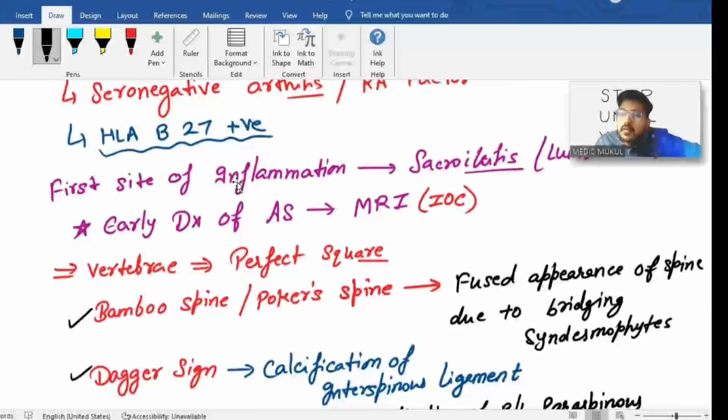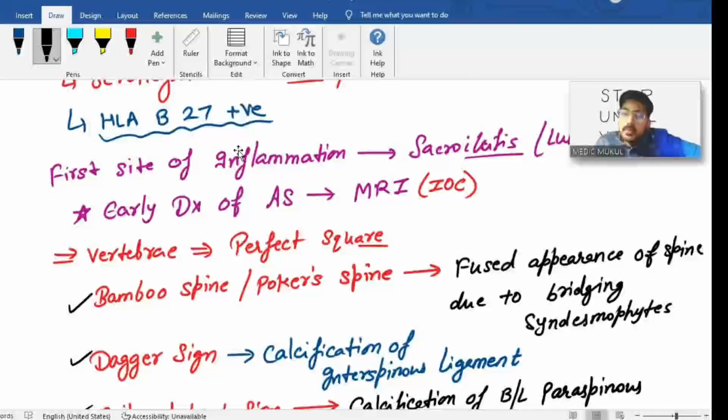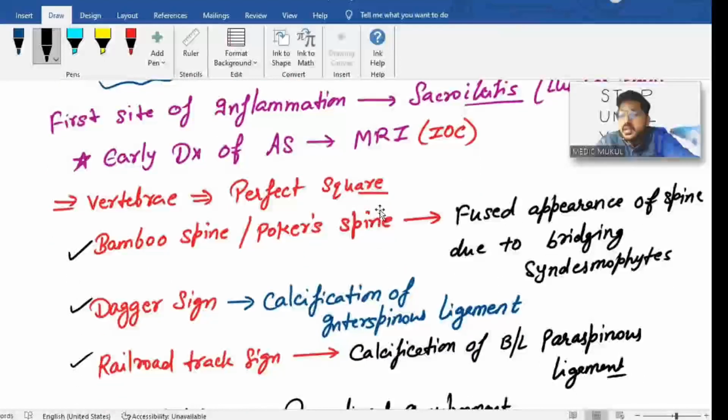The first site of inflammation is sacroiliitis, or lumbar pain. The early diagnosis is by MRI. The vertebra will look like a perfect square. There will be the bamboo spine, the poker spine, the fused appearance of the spine, the dagger sign, and along with that the railroad track sign. So all these are the important points about ankylosing spondylitis.